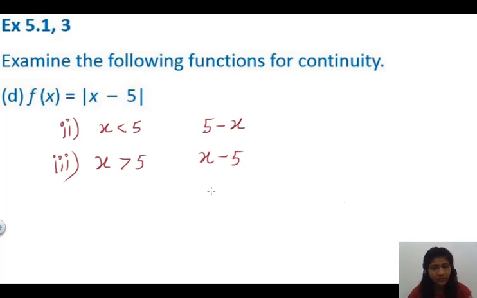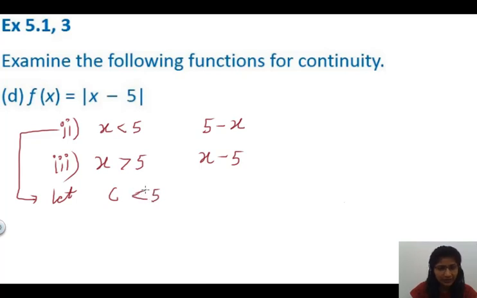There is no value of x that we place in the function and can say that the value of the function does not exist or is not defined. So I'm just giving you an example for the second part of how you actually write it. You will write: let c be any number which is less than 5. Correct? So you are going to check at c, c plus and c minus. Just check f of c, that will become 5 minus c.